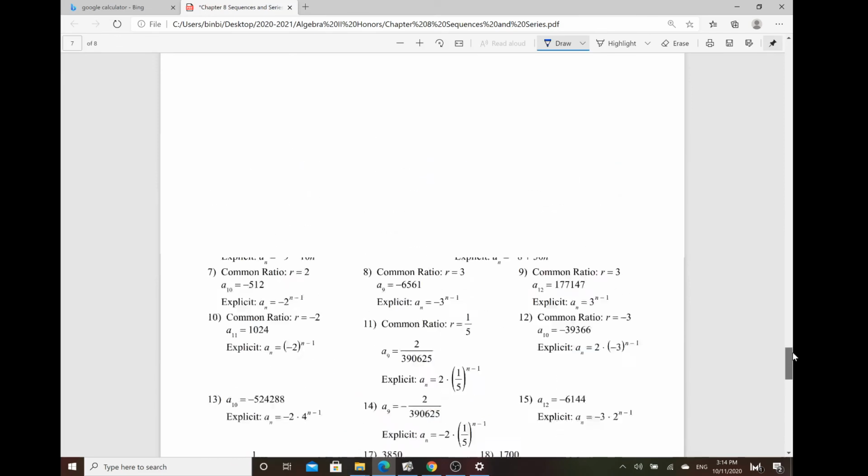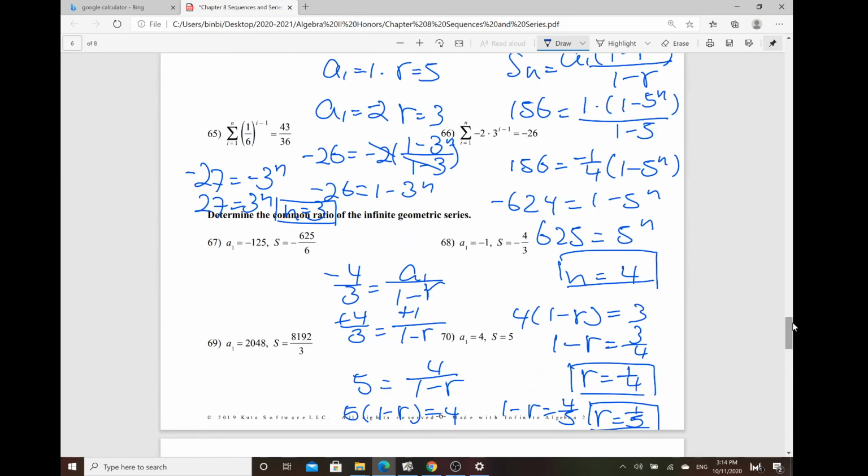Yep, it is. So basically, once you know the formulas, it's all about putting in the numbers and then finding the unknown. It's all algebraic work.